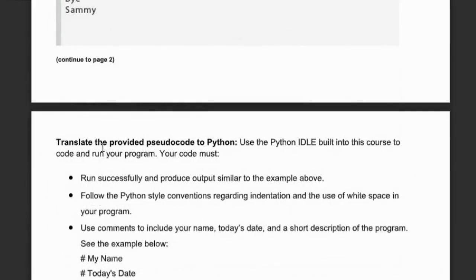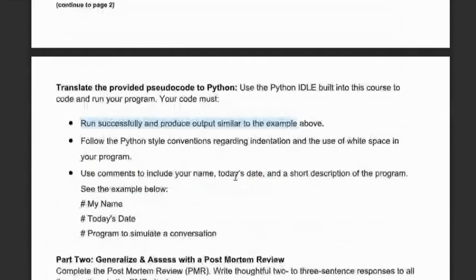So translate the provided pseudocode to Python. Use the Python IDLE built in the course to code and run your program. Your code must run successfully and produce the output above. Right? If you get any errors, get with me. Follow the Python style convention regarding indentation, white space, all that good stuff.